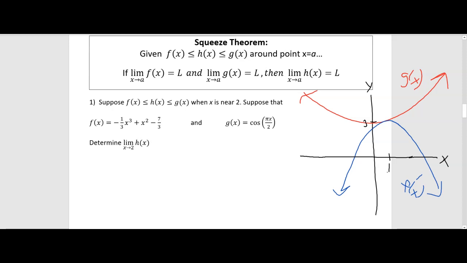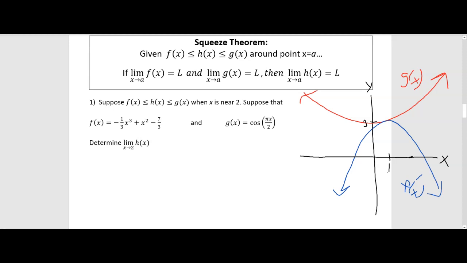So the squeeze theorem. If we have a function f of x, which is less than or equal to a function h of x, which is less than or equal to a function g of x. So basically we have a function h of x that's always between or equal to f of x and g of x, around a certain point, x equals a. Then if the limit of the f of x function as x approaches a is equal to L, and the limit of the g of x function as x approaches a is equal to L, then the limit of the h of x function as it approaches that same x value, a, will also be equal to L.